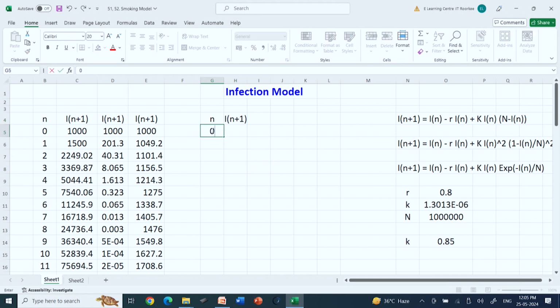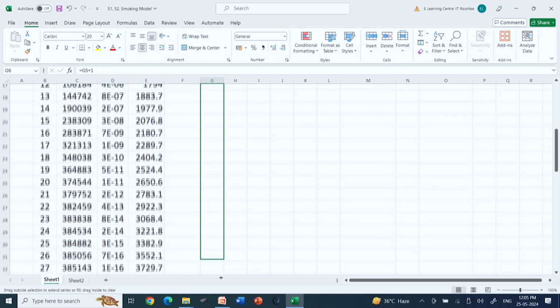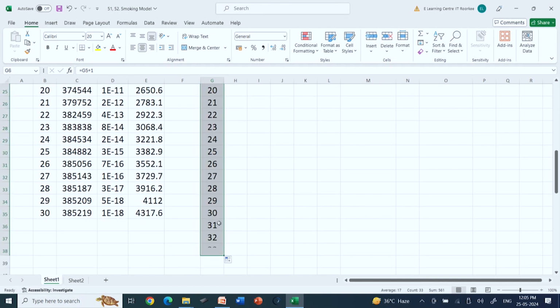It starts with 0. This will be 0 plus 1, and I drag it to 30 values.